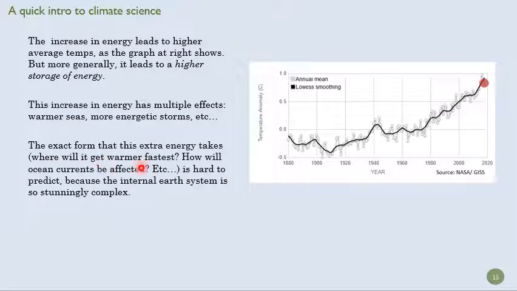Now, exactly what is that going to mean? Where is it going to get warm fastest? How are ocean currents going to be affected? When are sea levels going to rise to a certain level? That's really hard. The Earth system is stunningly complex, and even the best climate scientists have trouble taking into account the many, many, many variables involved.